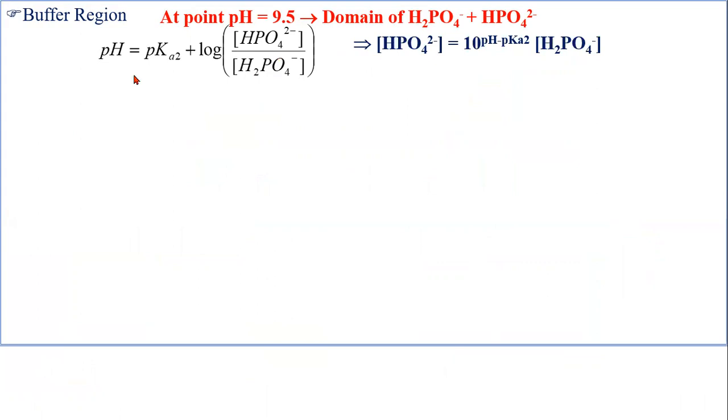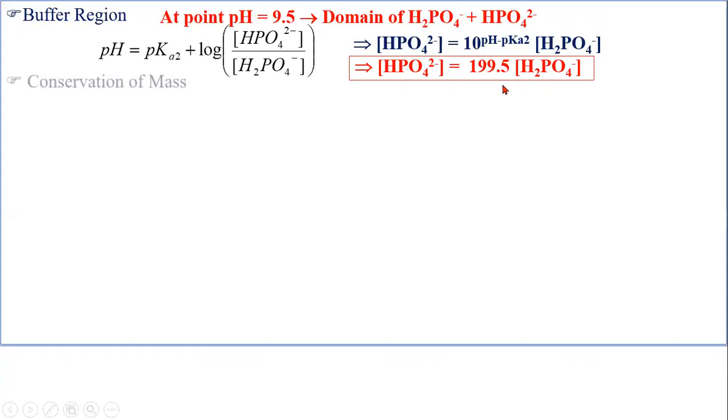So if I have this equation and I know my pH is 9.5, I have pKa2, then I can get a ratio between HPO4 2 minus and H2PO4, or I can get each species on its own. Okay, so get this pH minus pKa2, so 9.5 minus pKa2, which is 7.2. And that's 10 to the power of that number, you get 1.99. So now we have one equation with two concentration terms inside this equation.